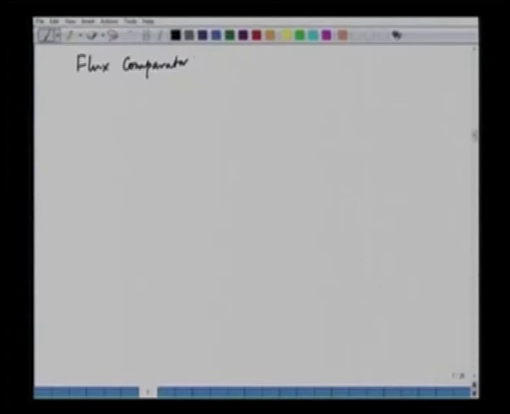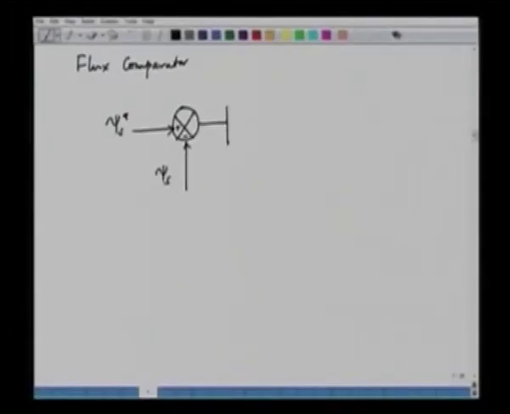What we do here is the following: we have a reference flux psi s star, the stator flux amplitude, and we compare that with the actual flux. We have an actual flux feedback. Psi s is the actual flux, and we feed the error to a hysteresis comparator. So, what we have here is the hysteresis comparator, and it looks like this.